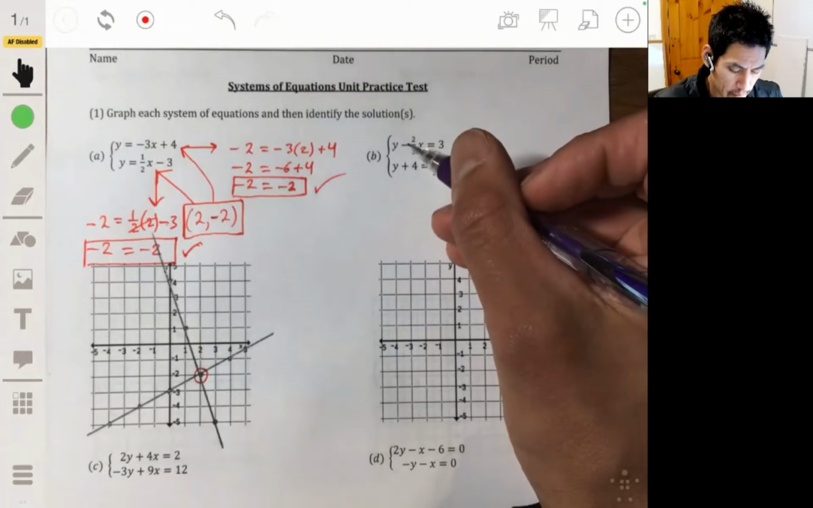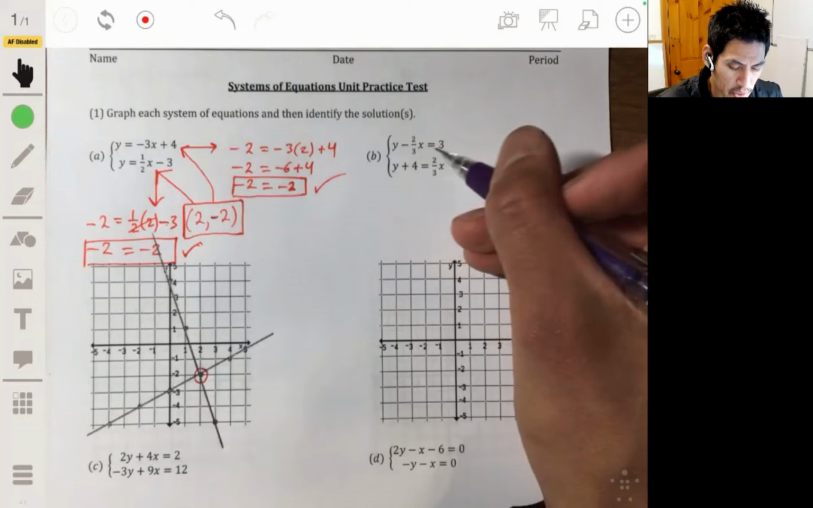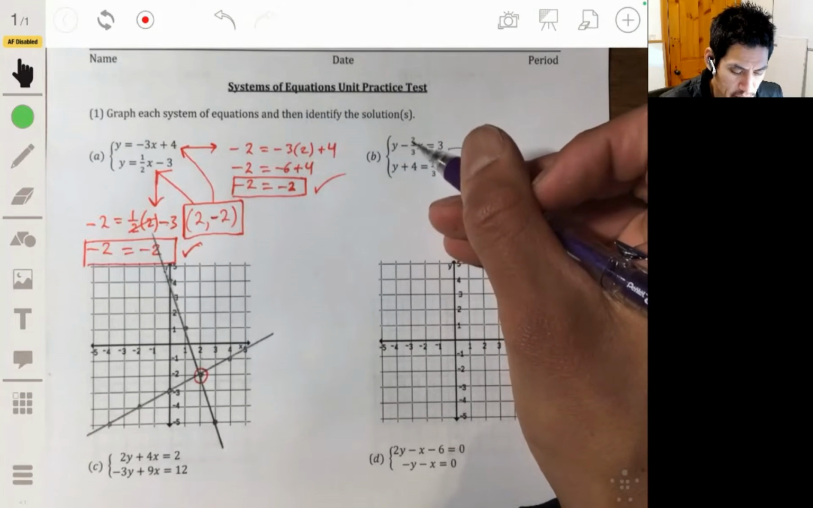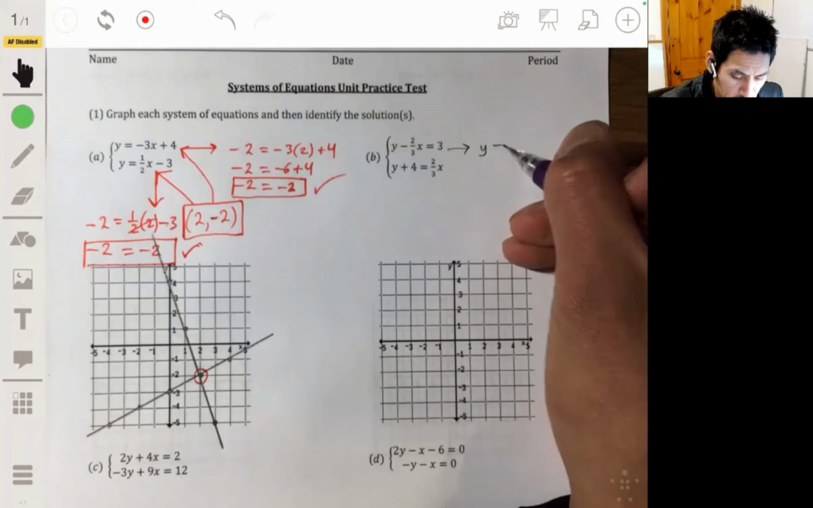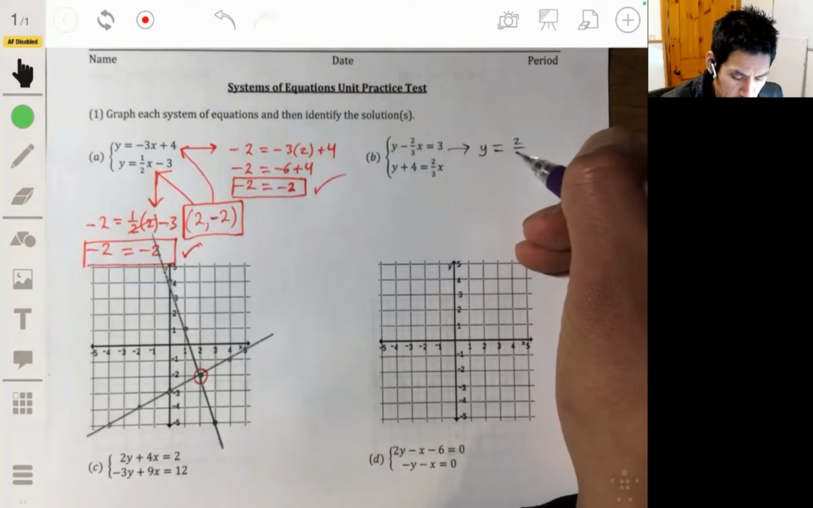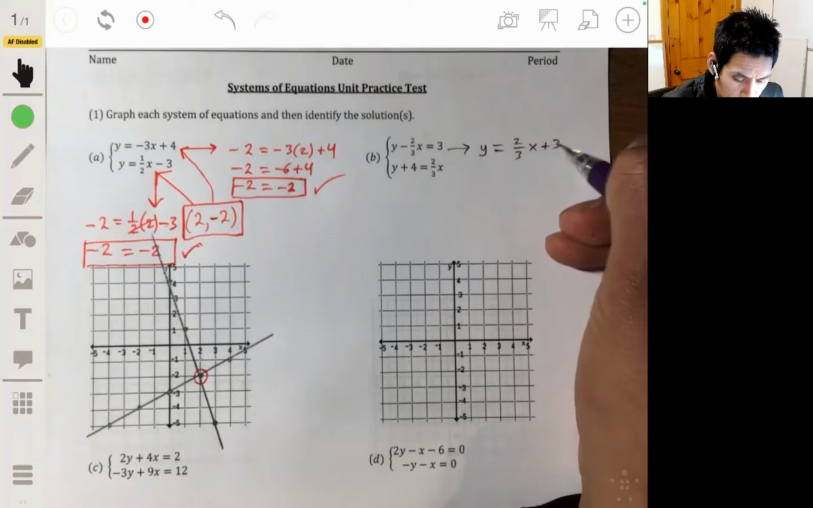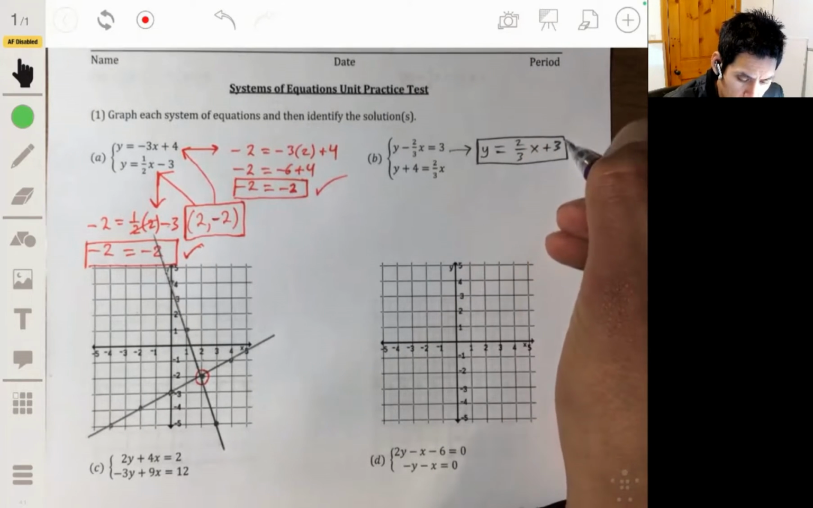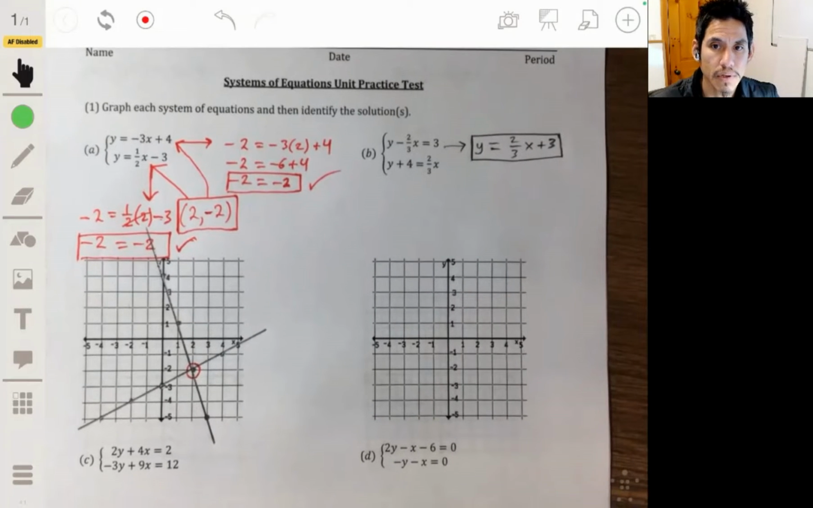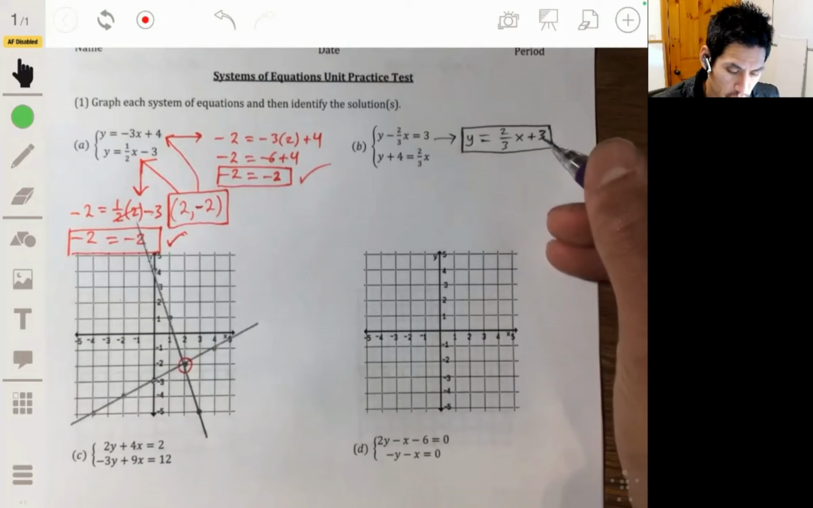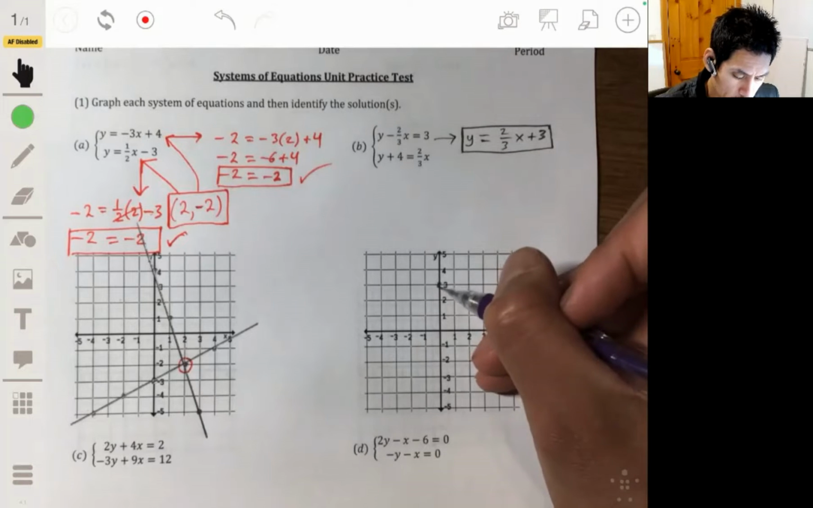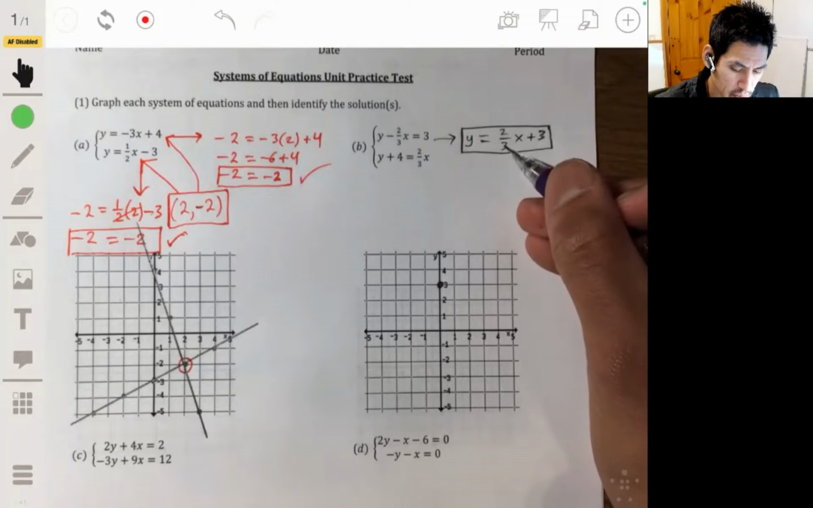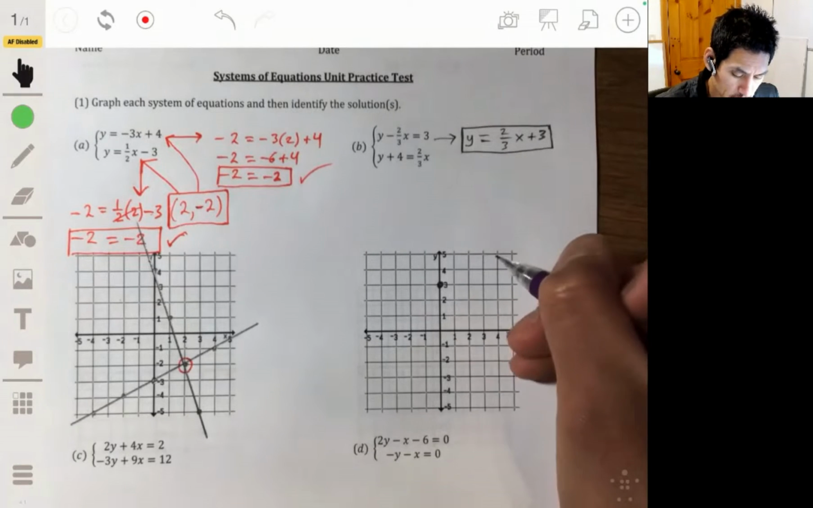All right, problem B, the equations aren't solved for y yet. So let's put this in slope-intercept form by first adding 2/3 x to both sides. So I'm going to get y is 2/3 x plus 3 for this first one. Graphing this, go to the y-intercept at 3. Slope is 2/3. The rise is 2. Run is 3. So up 2 to the right 3.